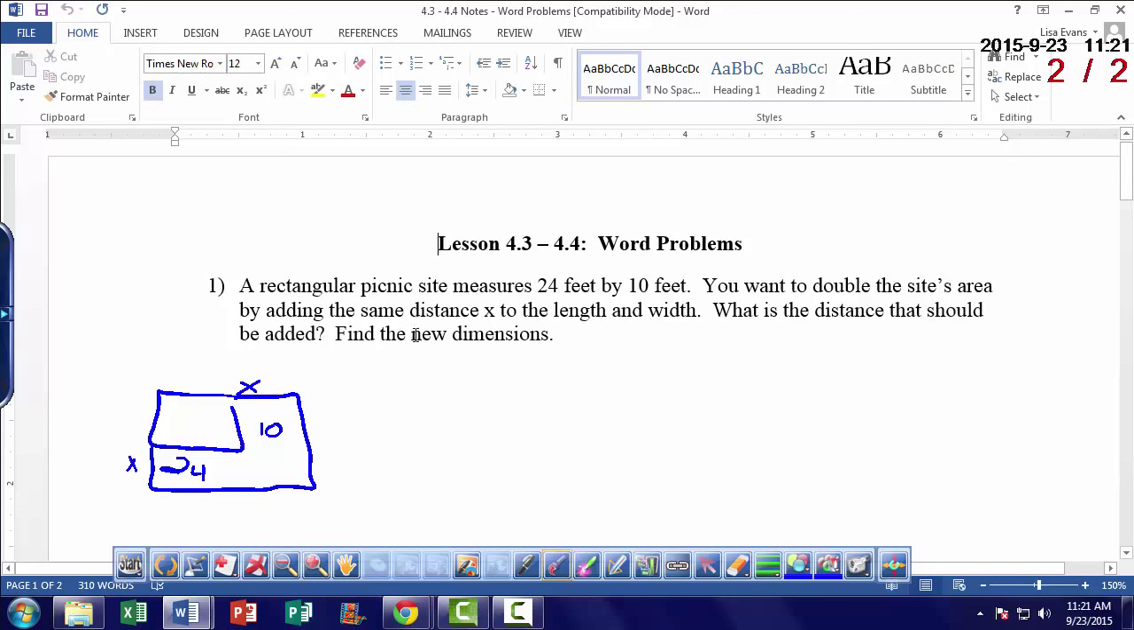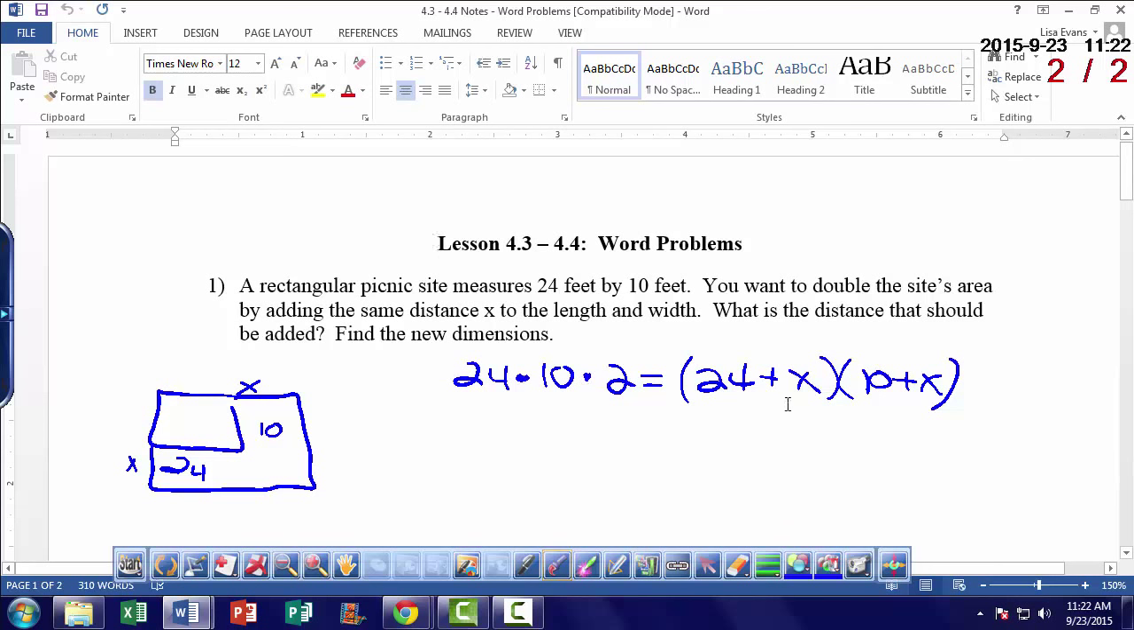So here's going to be the setup because we want to find out what that x is. It's a little bit different. We don't need the vertex. We need to find x. So we are going to take the area and we're going to double that, and we're going to set it equal to our area, which would be 24 by 10, but we're adding, remember, the same distance on. So we have our 24 feet plus a certain distance times our 10 feet plus a certain distance is going to give us the area doubled.